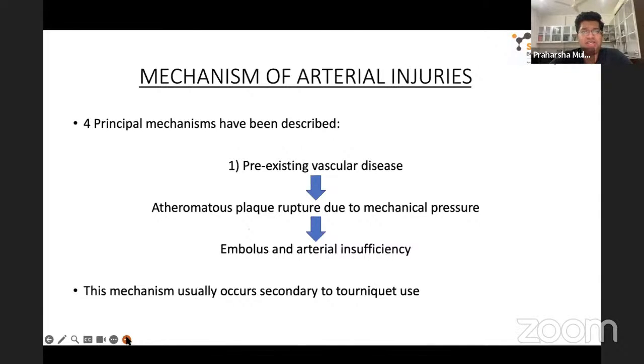So how do these arterial injuries occur? Usually four principal mechanisms are there. The first one: a lot of our patients are old and they have pre-existing vascular disease. You have atheromatous plaque. Sometimes even in your lateral view x-rays, you can see the calcified artery running behind the femur and the tibia.